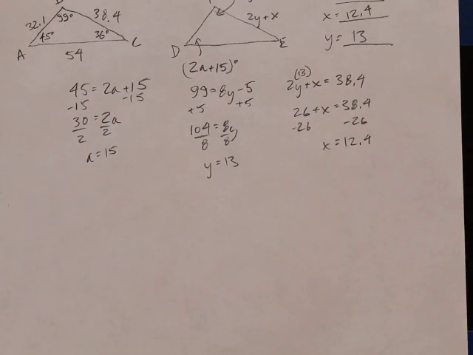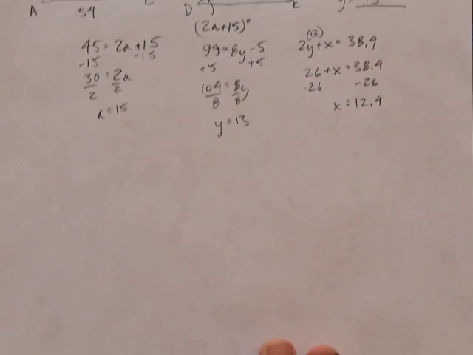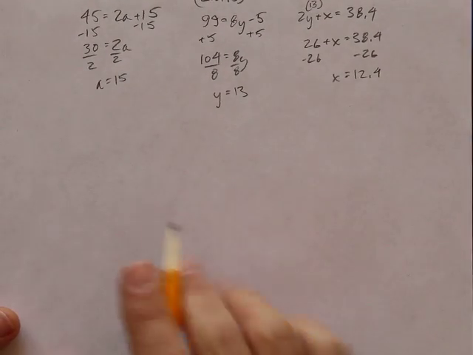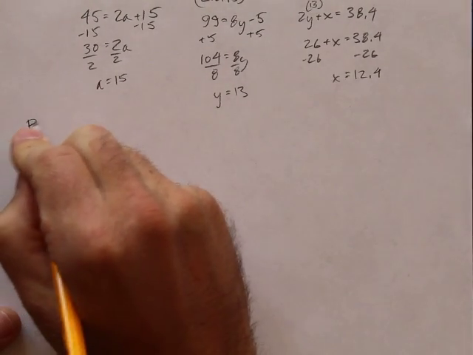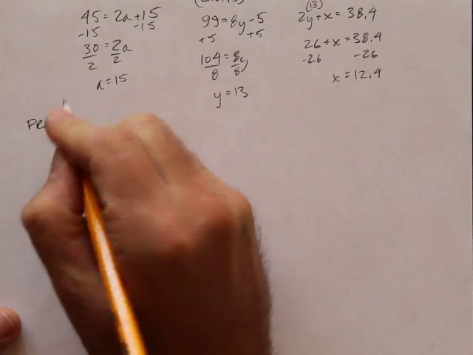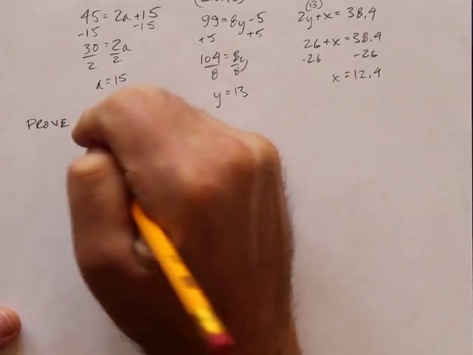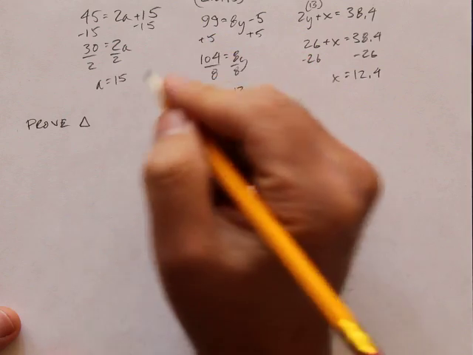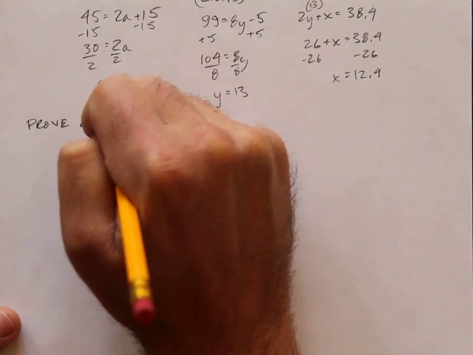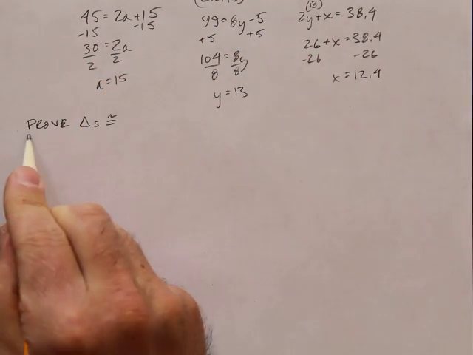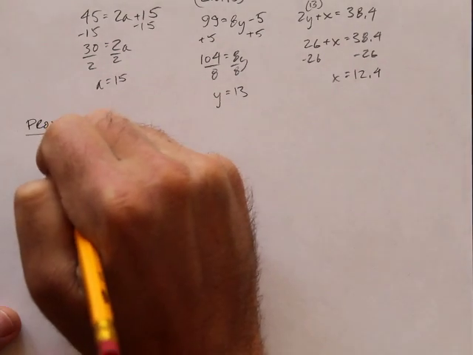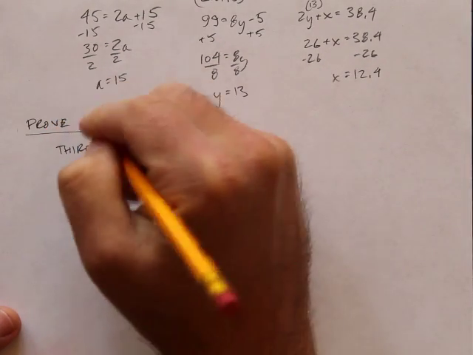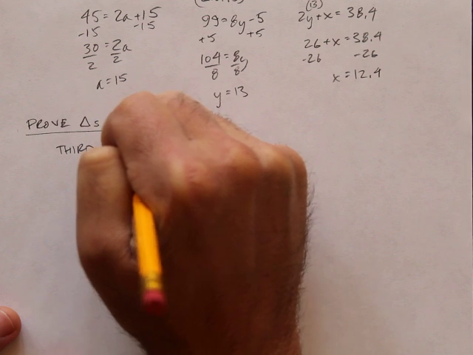Now we're going to look at a little bit more for 4-3. We're going to do some proofs, or at least one proof here. Prove triangles congruent. And we have the third angles theorem.